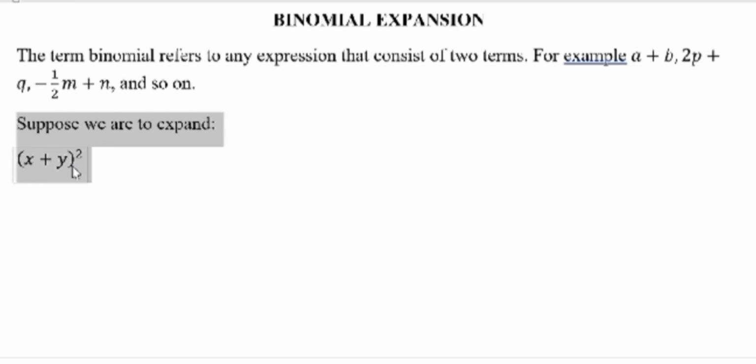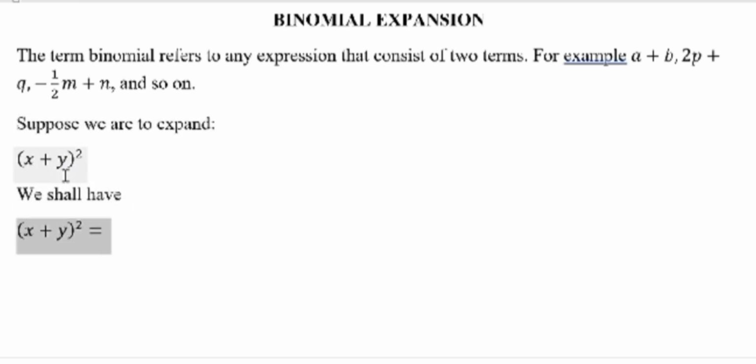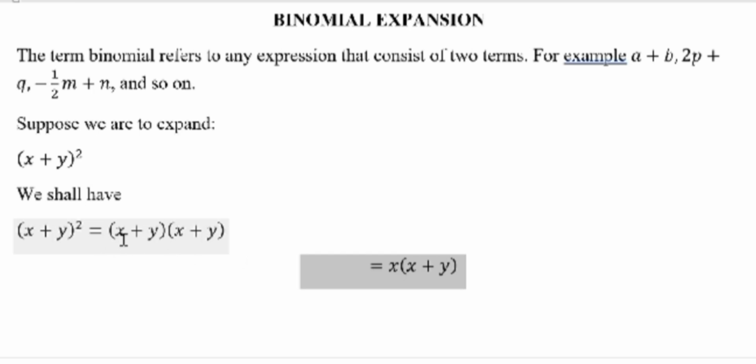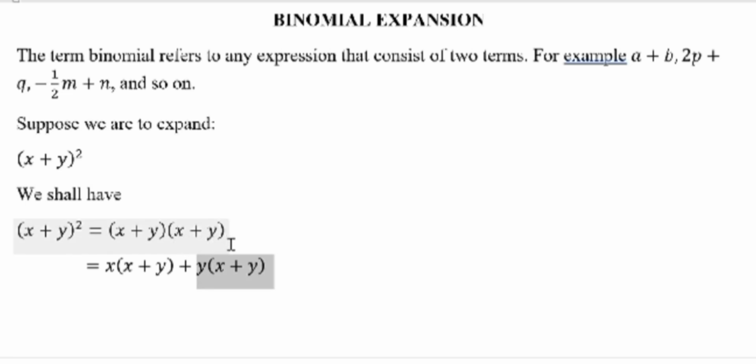Now, x plus y squared means x plus y times another x plus y. If we split this bracket into its constituent terms and we maintain this one, we shall have x into the whole of this. So we shall have x into x plus y, plus this other term, which is y. So plus y into whatever is in the bracket here, so plus y into x plus y.